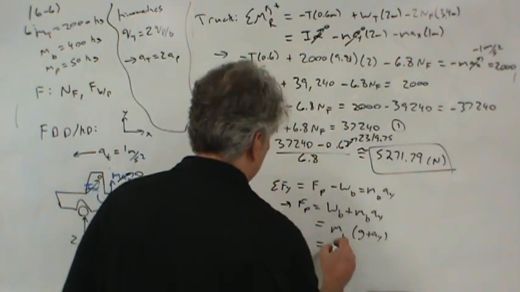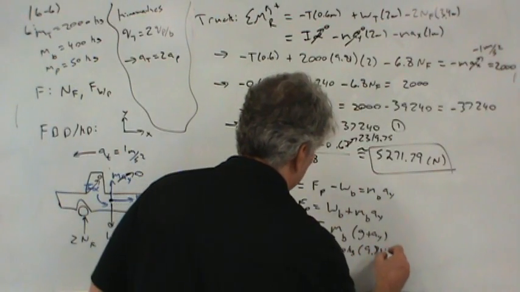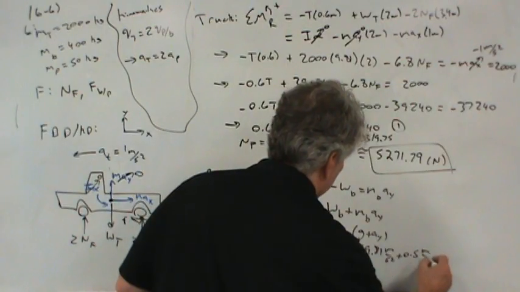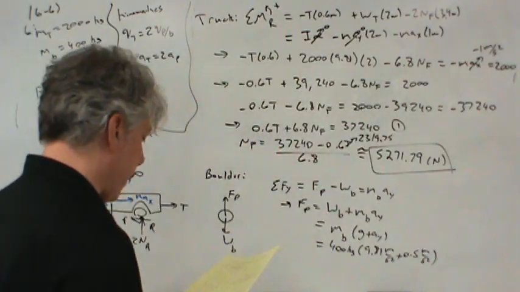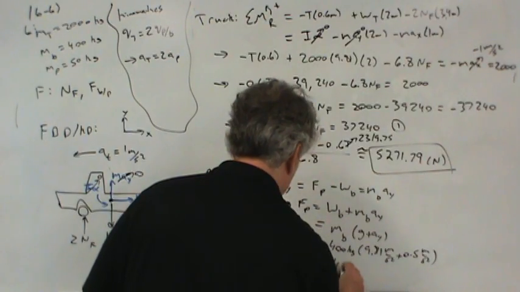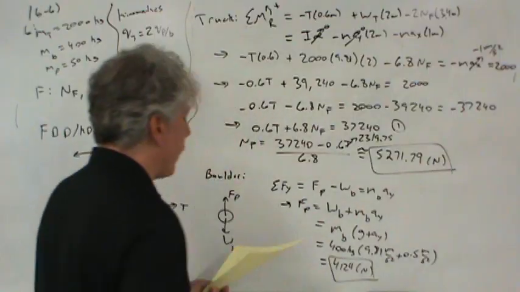And so the mass of the boulder, 400 kilograms, times 9.81 meters per second squared plus the 1/2 meter per second squared will give us the force from the pallet, and that comes out to a force of 4,124 newtons. And there's the force from the pallet on the boulder.